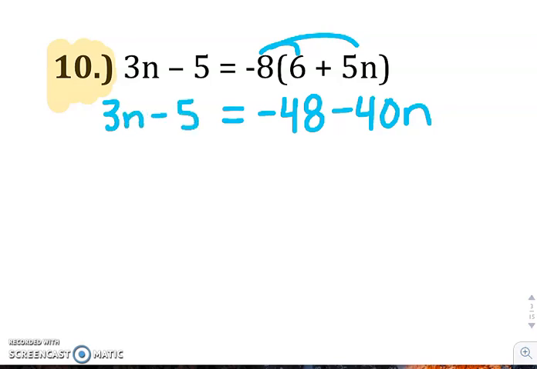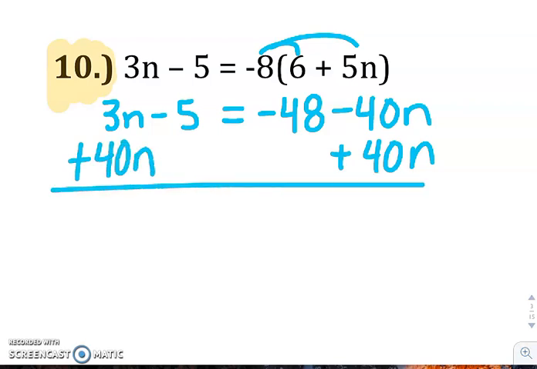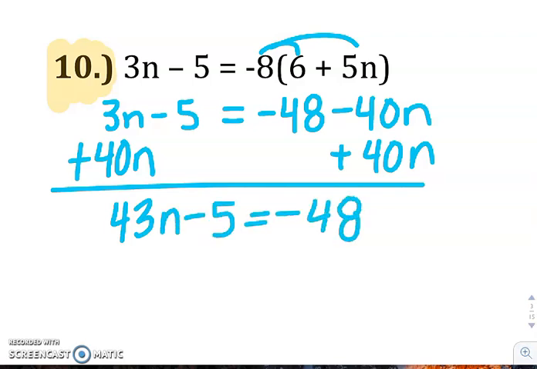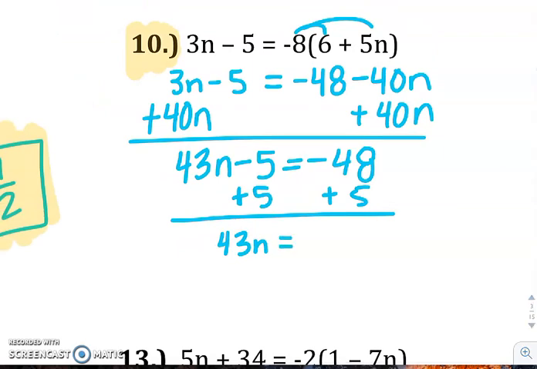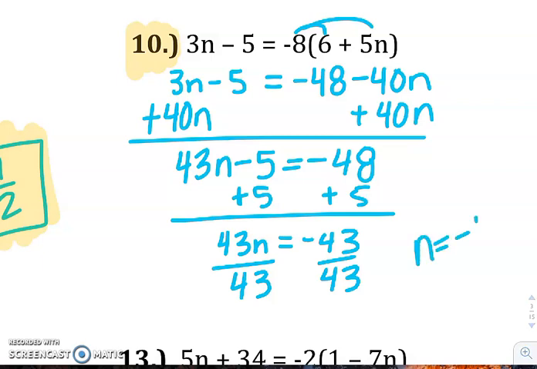And then you can go ahead and start undoing things. So same thing, get all those n's on the one side. So let's move everything to the left here. So let's move this 40n off of the right by adding 40n. So we get 43n minus 5 equals negative 48. Then we'll want to move that 5 over. So since it's minus, we'll plus 5, plus 5. So we end up with 43n equals negative 43. So if we divide both sides by 43, n will equal negative 1.